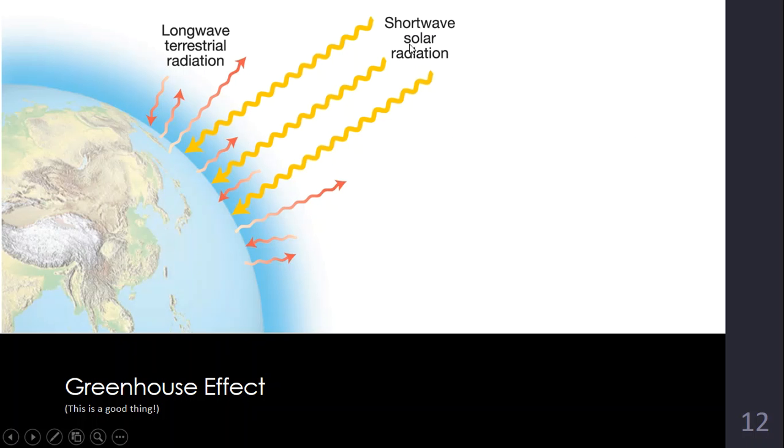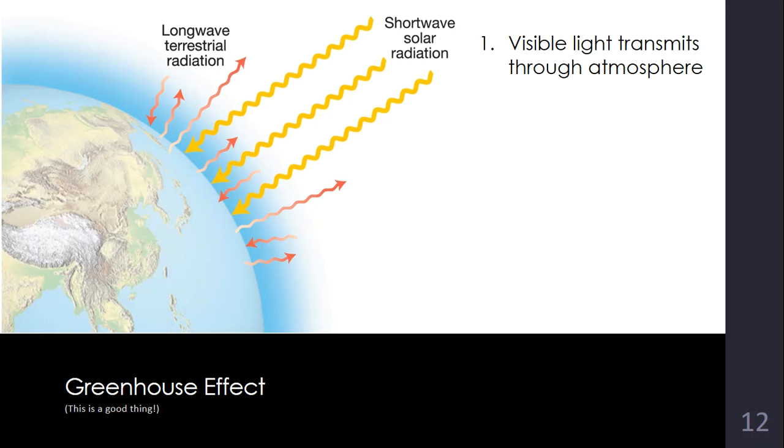So shortwave radiation comes into the planet. It bounces off of the planet as infrared, as a longer wave. And some of it is trapped by our atmosphere, some of it escapes. So one of the problems that we'll talk about with global climate change is the fact that not enough is escaping. We have added too many greenhouse gases to our atmosphere, so more radiation is being trapped at the surface.